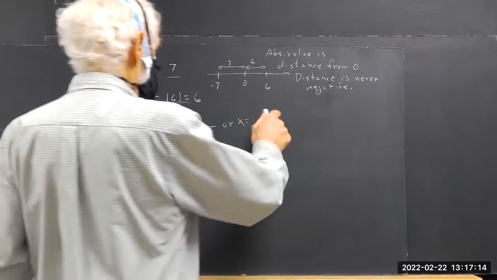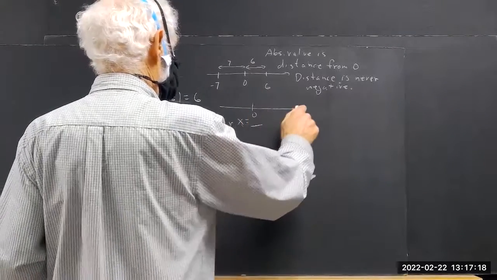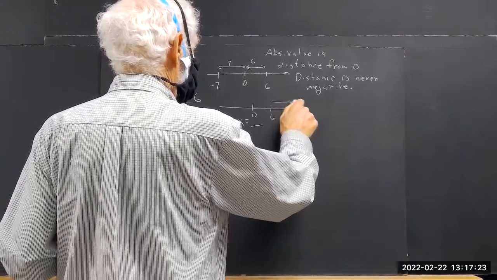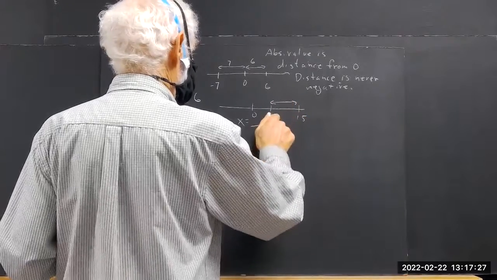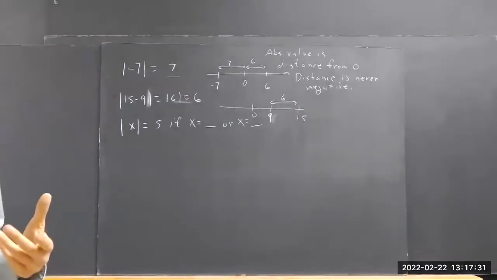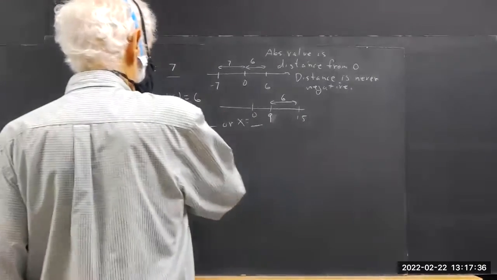Another way of looking at this, here's 0. Here's 15, here's 9. This distance is 6, right? So it's the distance between 9 and 15.